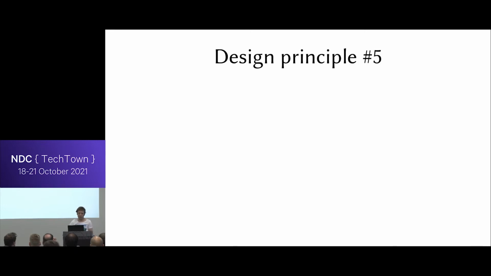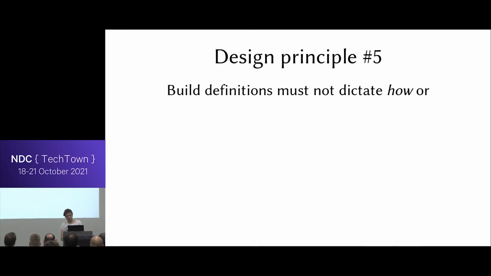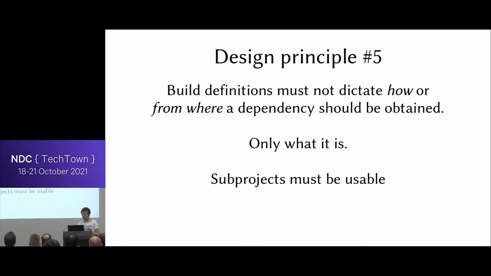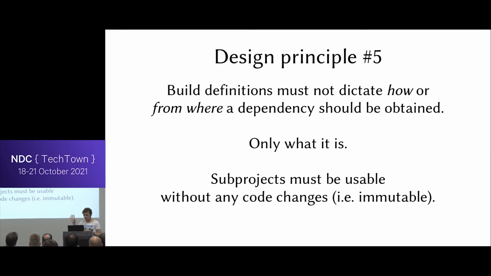So design principle 5 comes from this. Very simply, a build definition mustn't specify how a dependency is obtained. It mustn't specify from where it is obtained. It can have something like defaults, but it mustn't specify where it comes from, only what it is. You should be able to take any project and use it as a subproject without any code changes, only configuration. So nothing that's in revision control should be changed in order to use that, because then you can just plug things in from somewhere and drop them off to some other place.